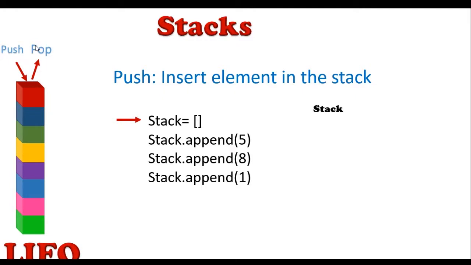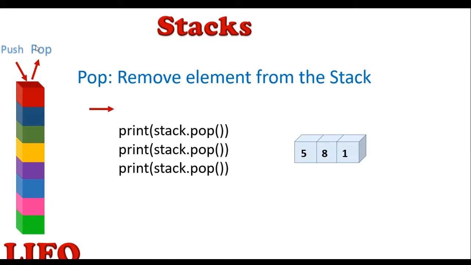Let's see its code. First, an empty list is created, which is termed as stack, in the first statement. In the second statement, a new number 5 is appended to the stack. In the next statement, a new number 8 is added to the stack. And the third statement, when executed, adds one more number, 1, to the stack.